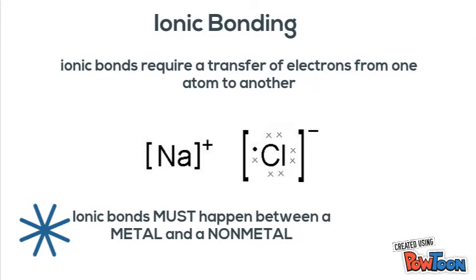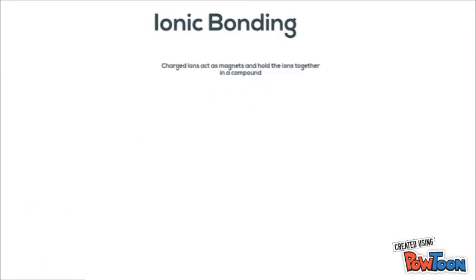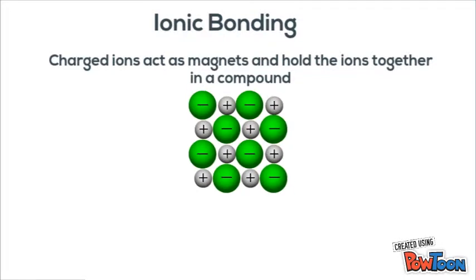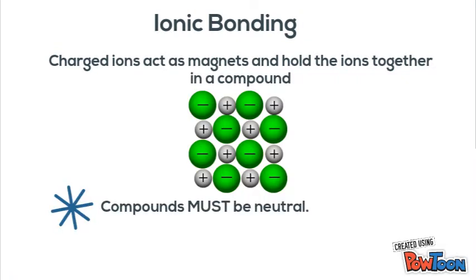Remember that ionic bonds must happen between a metal and a non-metal. These charged ions act as magnets and hold the ions together in a compound. That's why they get so large that we can actually see them. Also, compounds must be neutral. If you're putting a compound together and it's not neutral, you've done something wrong.